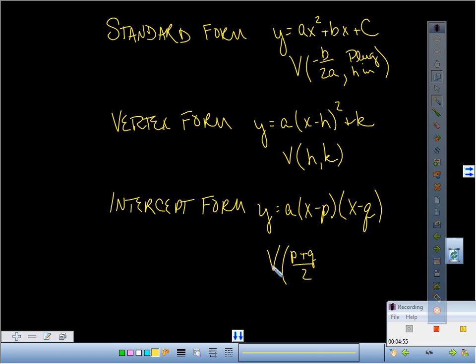Because where is the vertex going to be with respect to the p and the q? Yeah, it's going to be right in the middle. So if you subtract them, it's not going to put it in the middle, okay? So, and then you're going to get the y by plugging that h in again. Okay, so you learned all this.